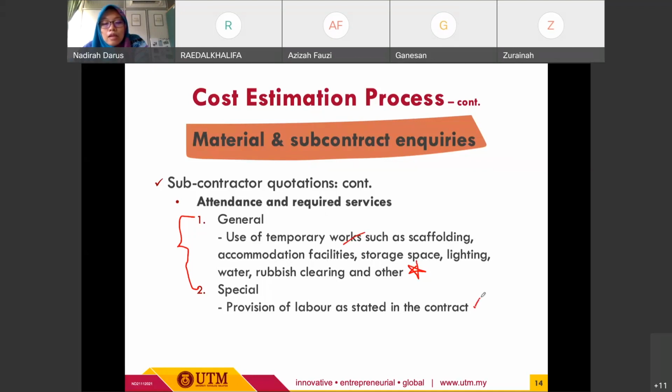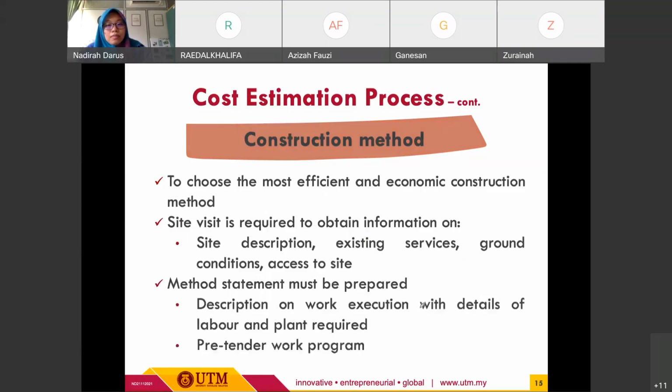So this one, the subcontractor needs to properly comply and follow all the requirements under the contract. If they are required to provide the specific type of labor for the specialized work, then they need to do so, because it is already stated in the contract. All right. So the next one, we have the other process for cost estimation.